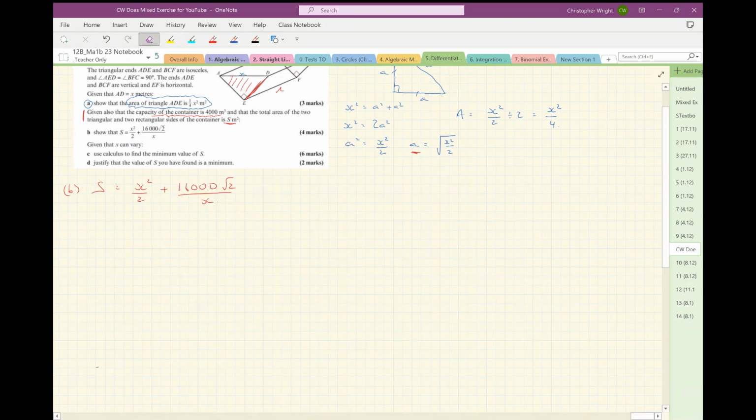Right, part C. Given that x can vary, of course x can vary, use calculus to find the minimum value of S. Well, here I've got an expression for S: x squared over 2 plus 16,000 root 2 times x to the power minus 1. So let's differentiate that with respect to x. It's going to give me x minus 16,000 root 2 over x squared. Now, I'm going to find the minimum value of that, so I'm going to have to set this equal to 0.